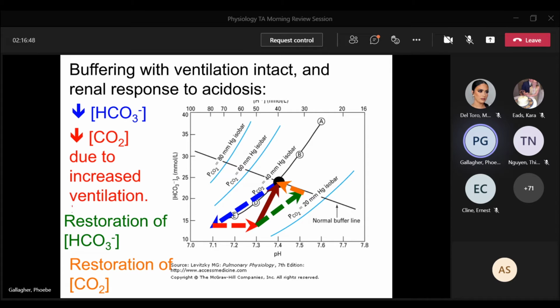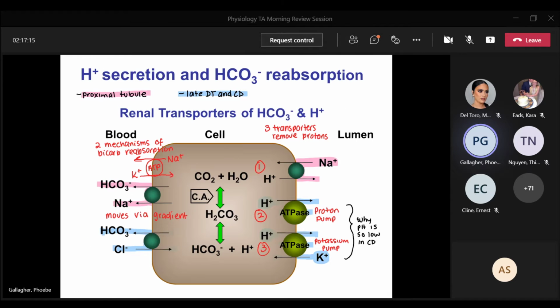And then this is where your kidneys kicked in and restored your bicarb by increasing reabsorption. And then once your blood pH went back to normal, your breathing will go back to normal, and you will restore your CO2 levels as well. So that will go back to about 40 millimeters of mercury, like normal conditions. So understand that process, just like the concepts. Don't worry too much about the math associated with it.